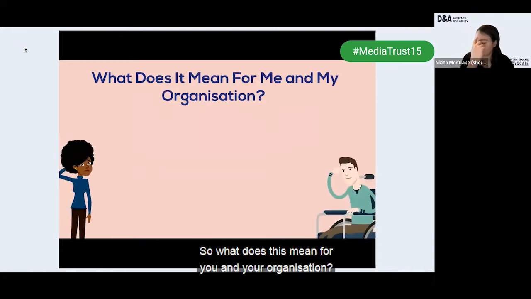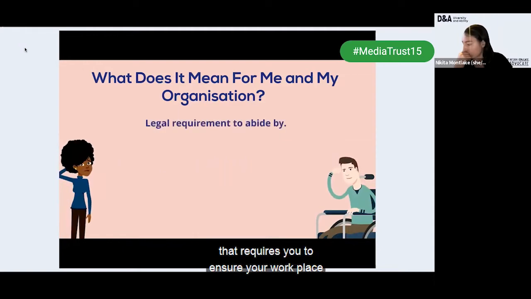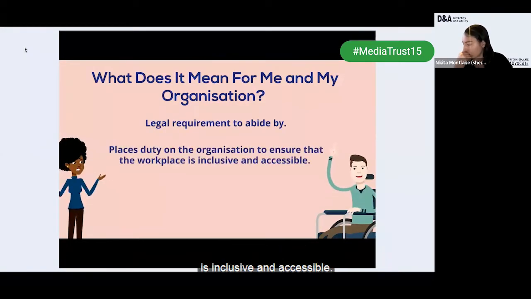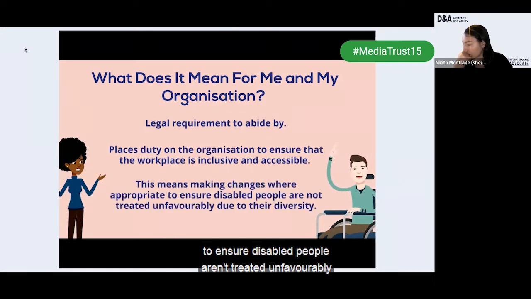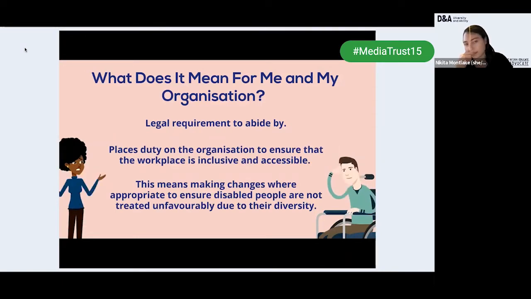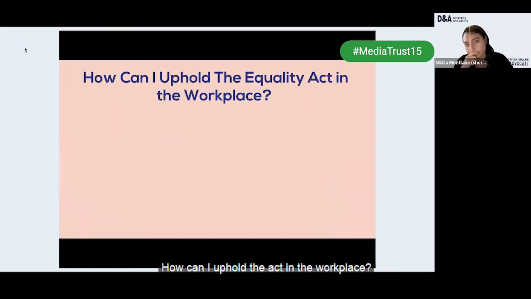So what does this mean for you and your organization? Well, this is a legal requirement that requires you to ensure your workplace is inclusive and accessible. This may mean you need to make changes to ensure disabled people aren't treated unfavorably due to their diversity.